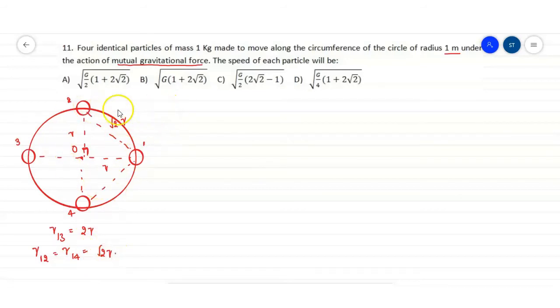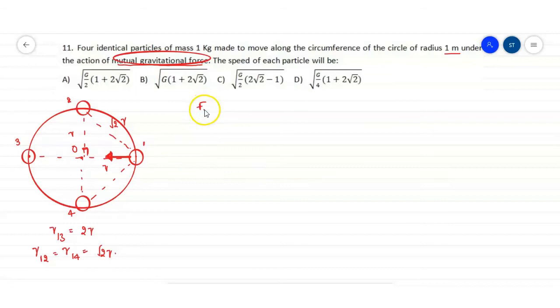Now, when particles are moving in circular motion, there should be some centripetal force which will be the reason for the circular motion. And in this case, the mutual gravitational force is going to provide the required centripetal force. So let us calculate how much gravitational force is going to act in this radial direction. If you consider the force between 1 and 3, that will be along the radial direction, along the line joining the centers of the particles.